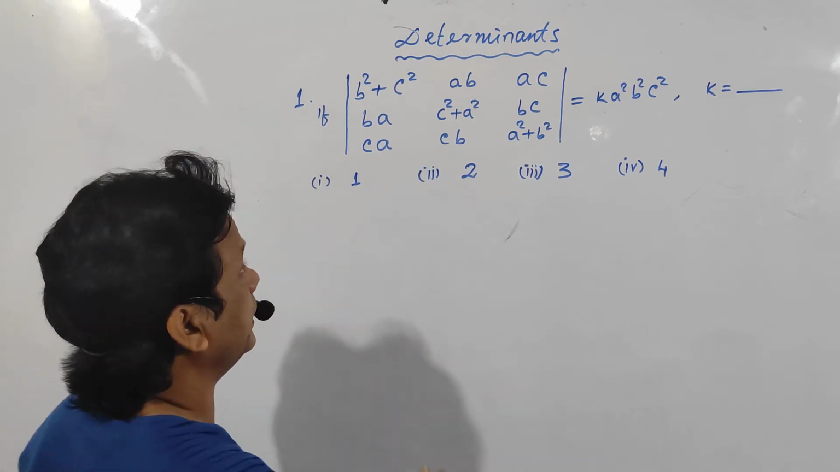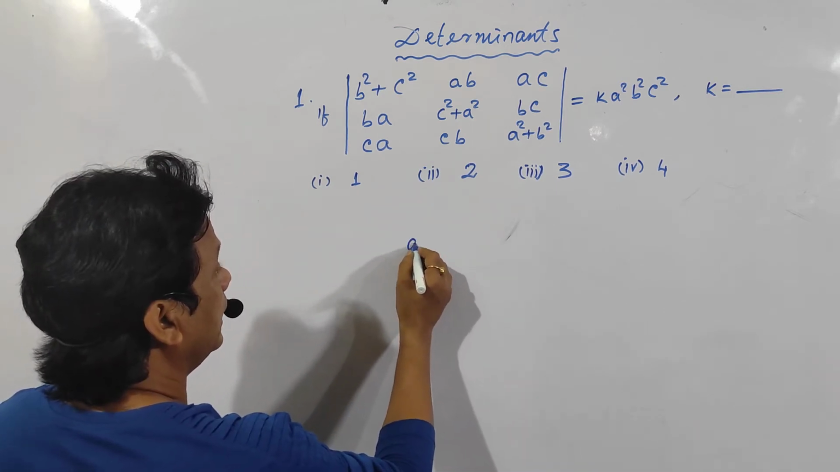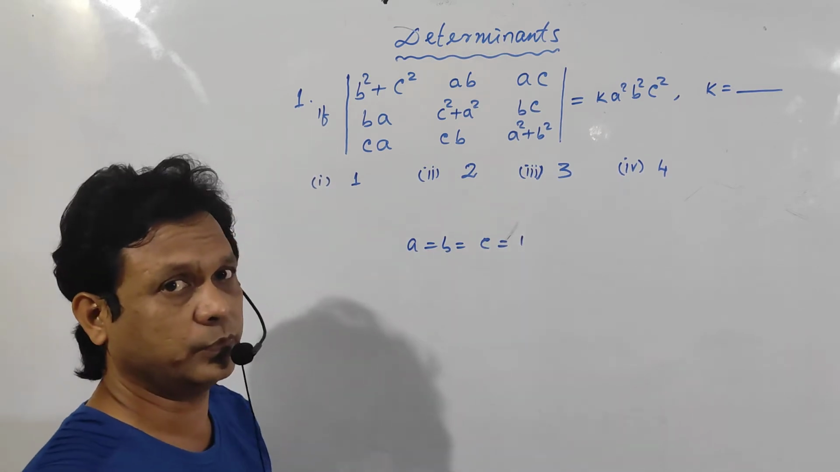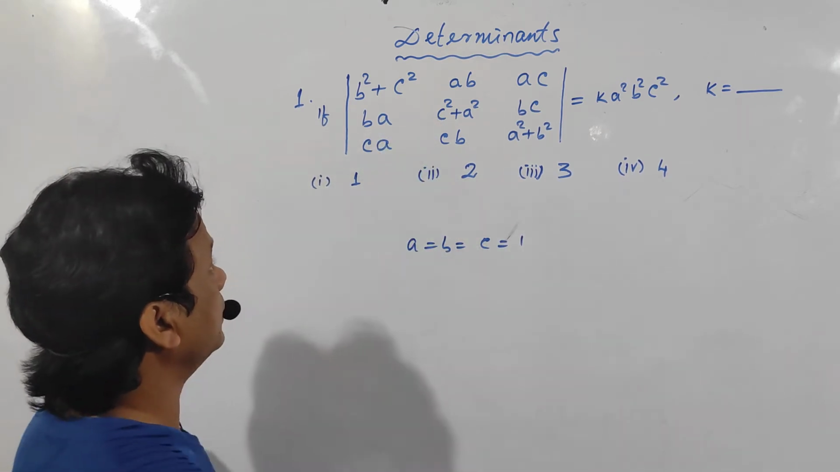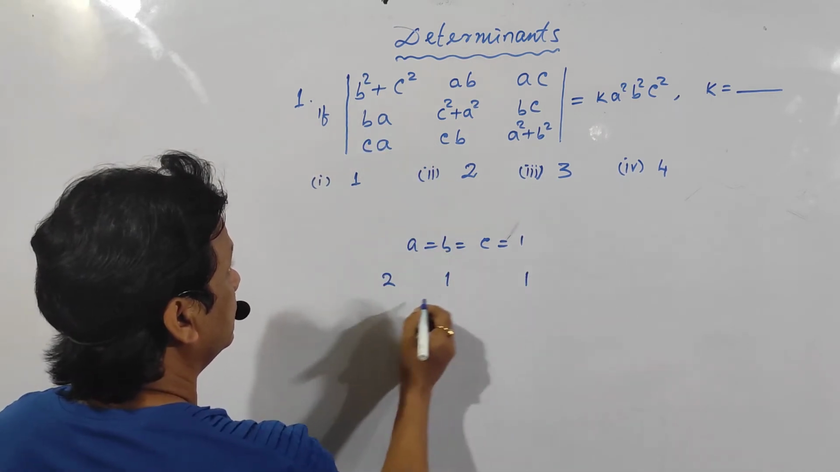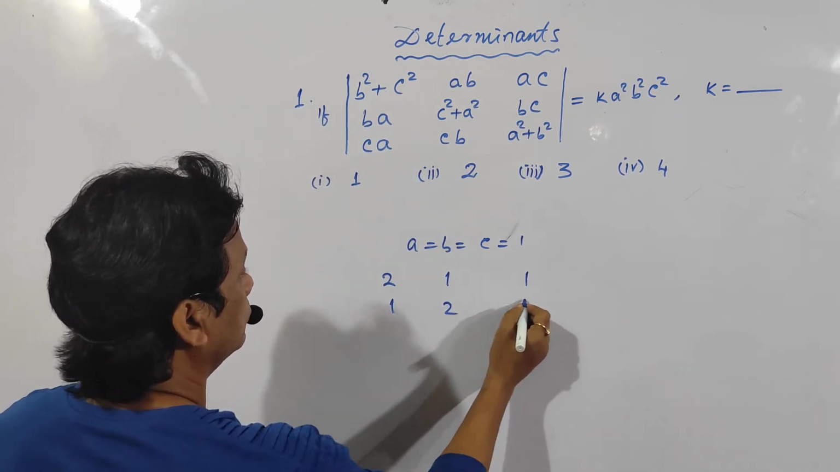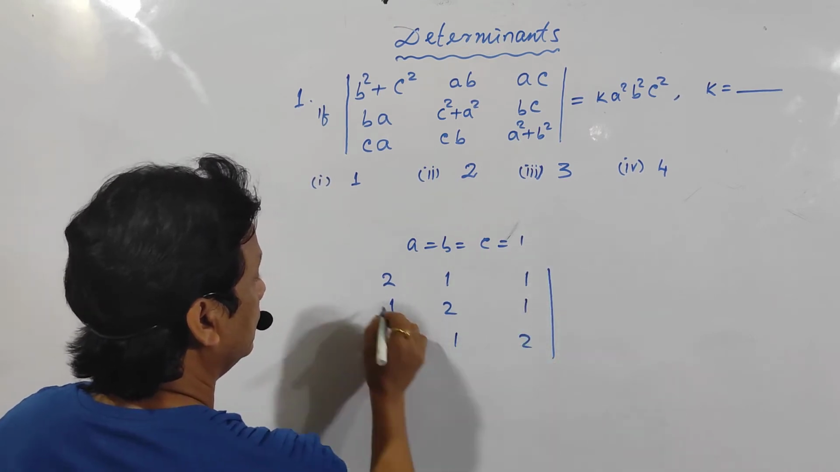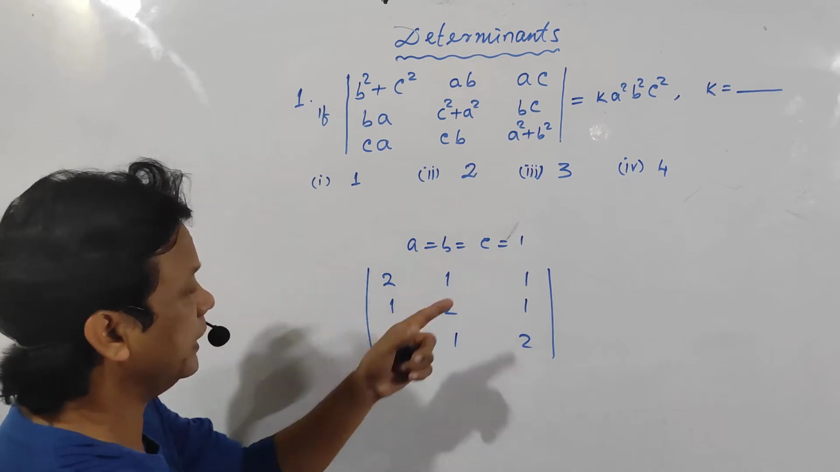This is the most important trick I am going to tell you. I can take a equal to b equal to c equal to 1. So what is the answer? This row is 2, 1, 1, then 1, 2, 1, then 1, 1, 2. Clear? So you can simplify directly.